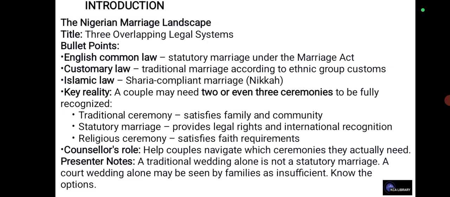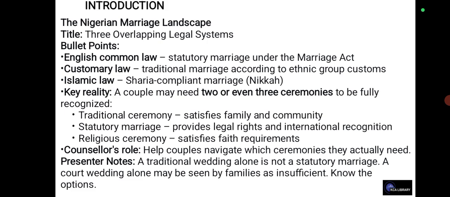English common law, statutory marriage under the Marriage Act, and there's what we call customary law. That one is traditional marriage according to ethnic group custom. Then there is marriage according to Islamic law. That is Sharia compliant marriage. So a couple may need 2 or even 3 ceremonies to be fully recognized.